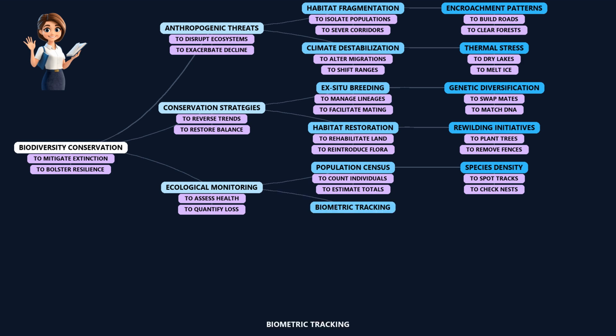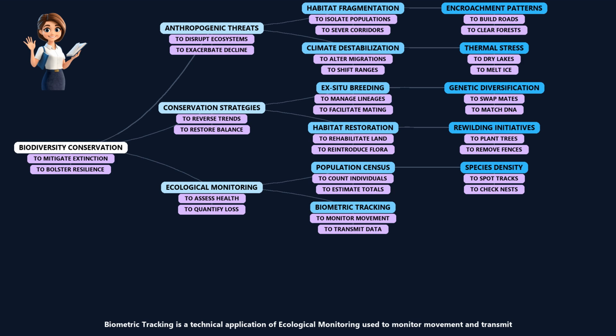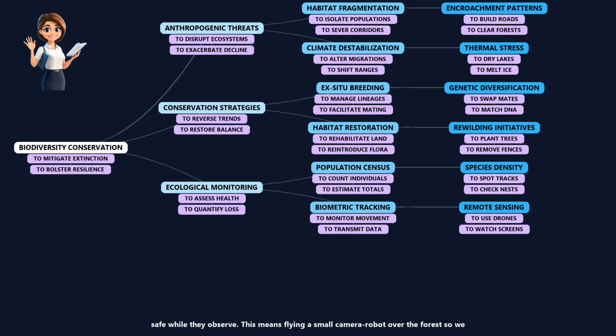Biometric tracking. Biometric tracking is a technical application of ecological monitoring used to monitor movement and transmit data to a central lab. In simple terms, we use special collars to see where the animals go every day. Remote sensing. Through remote sensing, scientists can use drones and watch screens from a distance to stay safe while they observe. This means flying a small camera robot over the forest so we don't disturb the animals.